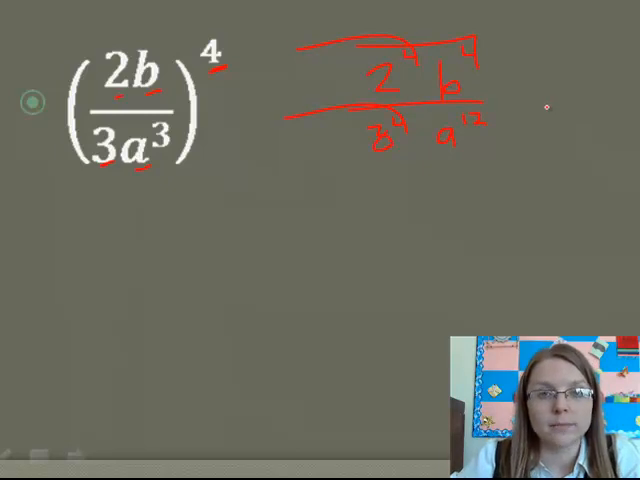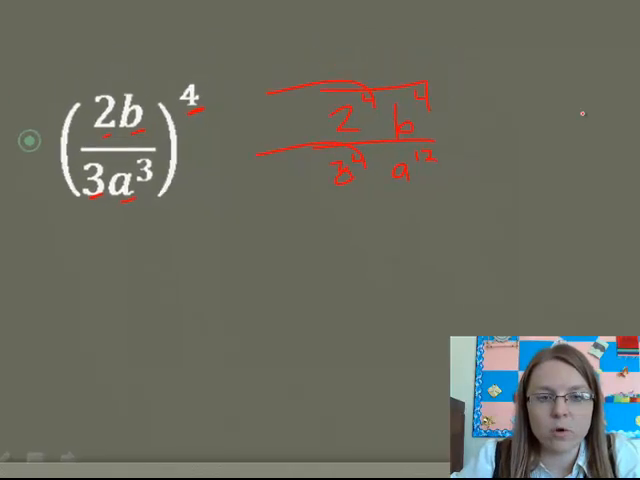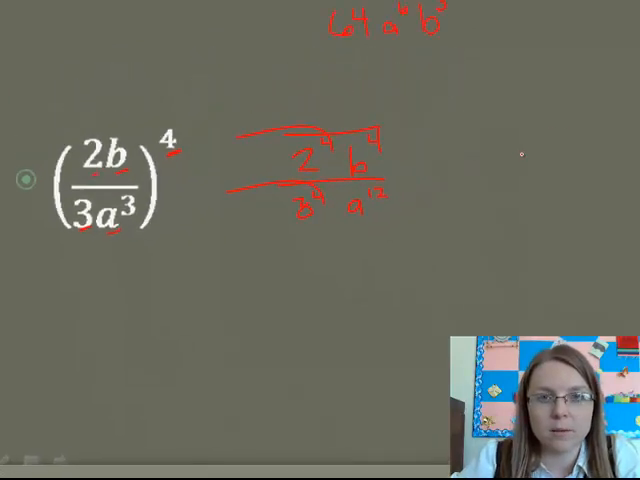So, simpler. 2 to the power of 4 means 2 times 2 times 2 times 2. So that gives us 16. And b to the power of 4 remains over 3 to the power of 4, which is 3 times 3 times 3 times 3. So that gives us 81. And we keep our a to the power of 12.